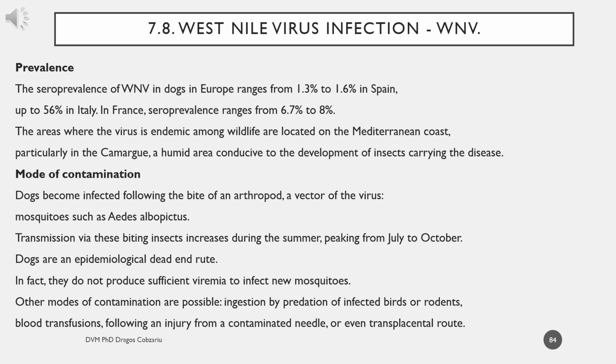Contamination way. Dogs become infected following the bite of an arthropod, a vector of the virus, mosquitoes such as Aedes albopictus. Transmission via these biting insects increases during the summer, peaking from July to October. Dogs are an epidemiological dead end. In fact, they do not produce sufficient viremia to infect new mosquitoes. Other modes of contamination are possible: ingestion by predation of infected birds or rodents, blood transfusions, following an injury from a contaminated needle, or even transplacental route.